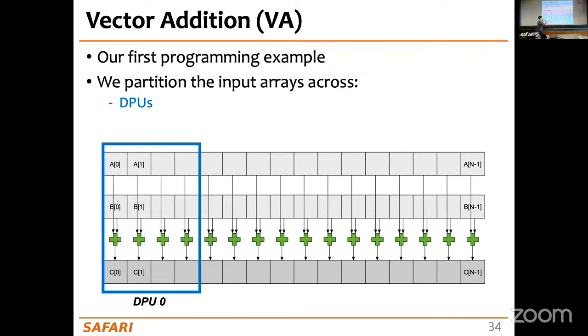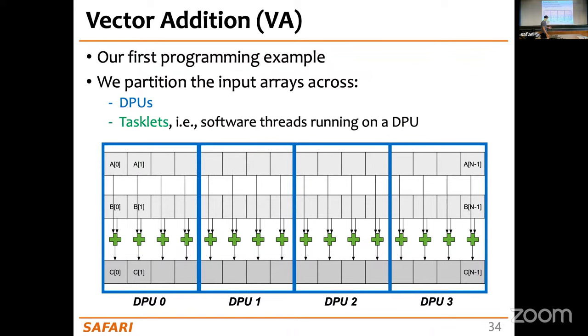We, in principle, will divide the input into equally sized chunks that are assigned to the different DPUs. And then inside each of the DPUs, we are going to have several threads running, and these threads will also get their part of the chunk that was assigned to each DPU, okay? In total, as we will discuss later, we can have up to 24 tasklets or software threads per DPU. It's not necessary to reach that number 24 for peak performance, as we will see.